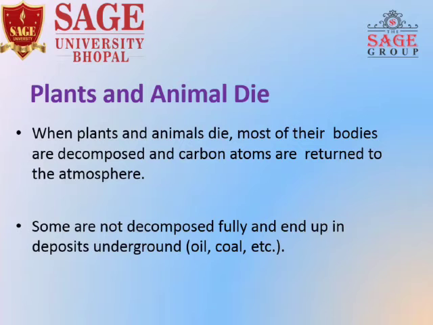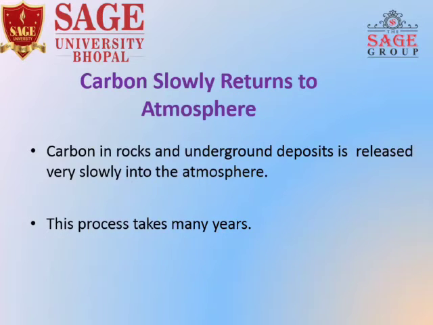What happens when plants and animals die? When plants and animals die, most of their bodies are decomposed. As a result, carbon atoms are returned to the atmosphere. And some are not decomposed fully and end up in deposits underground, like oil, coal, etc. Carbon slowly returns to the atmosphere. Carbon in rocks and underground deposits is released very slowly into the atmosphere. It's a very slow process. This process takes many years.